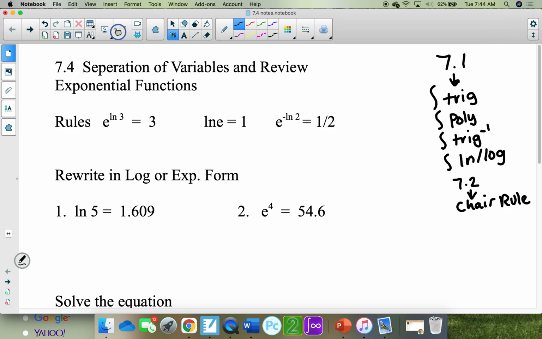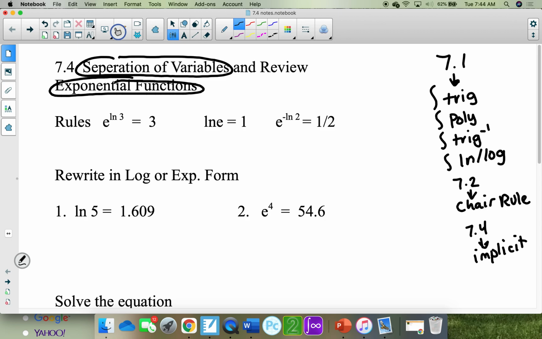In algebra calculus, same thing. The last section, called 7.4, is we haven't learned how to do implicit differentiation backwards. And that's what we're going to learn today. So in order to do implicit differentiation, you need to do separation of variables, and we also have to review natural log functions. So let's just go over some rules.